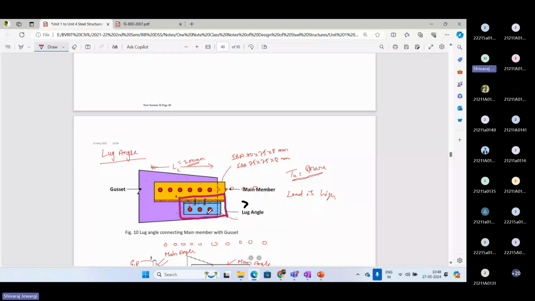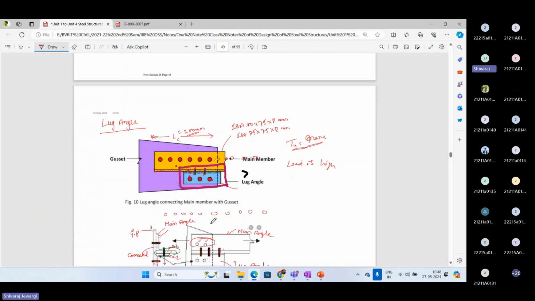3 bolts are connected. So likewise, overall, the number of bolts are distributed in such a way that the length of the connection is reduced, as well as proper transformation of the stresses or the forces will take place from one member to another member with this connection. So this is the concept of a lug angle.